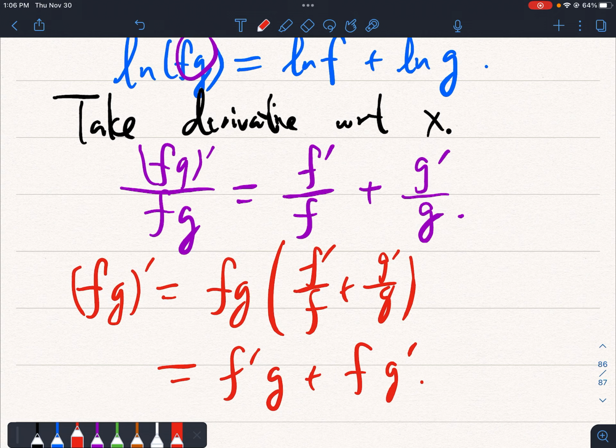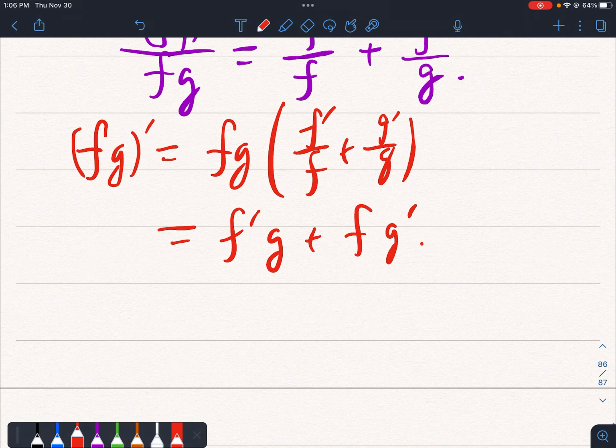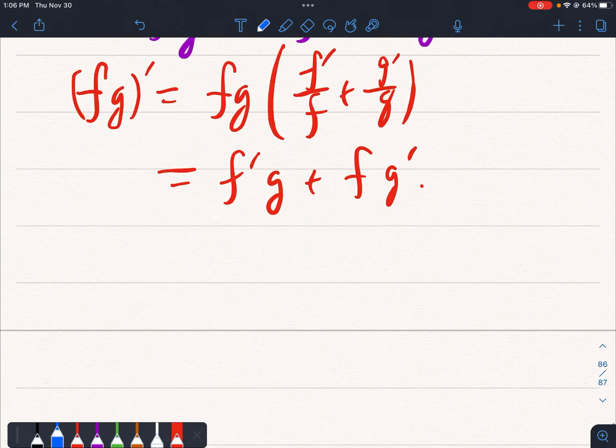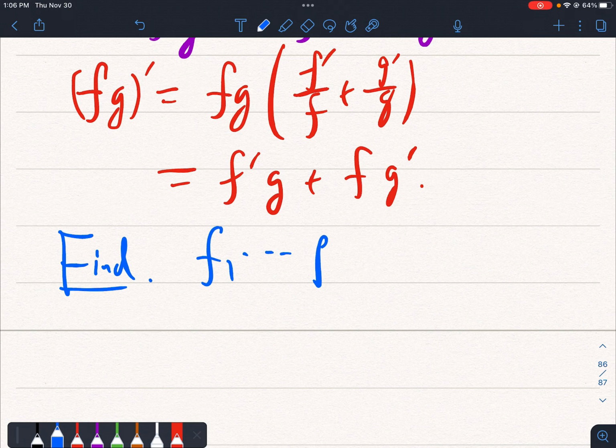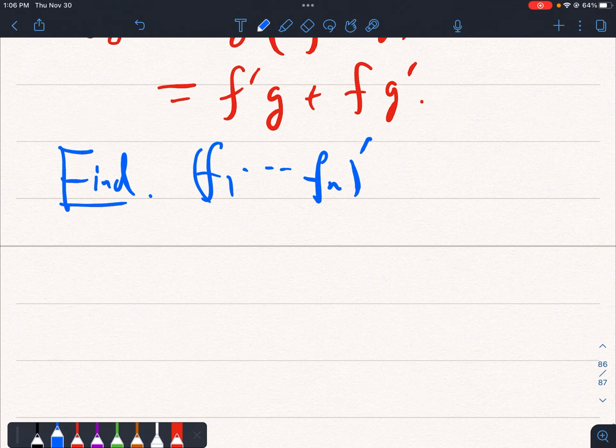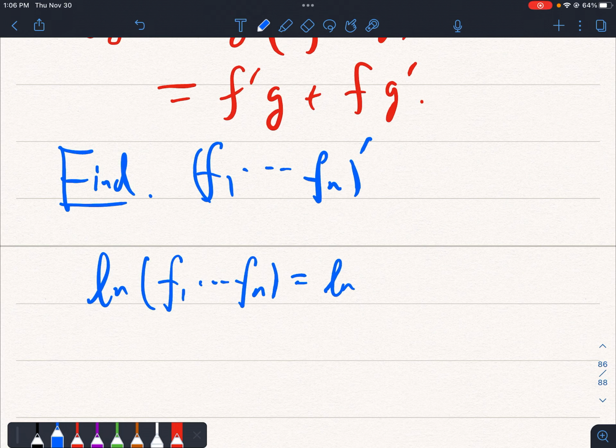Now we can actually, without using proof by induction, prove directly the generalized version of the product rule, which is the derivative of the product of n terms. So let's take a look. So let's show, maybe we can just find the derivative of f1 up to fn.